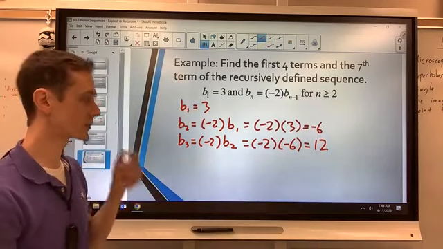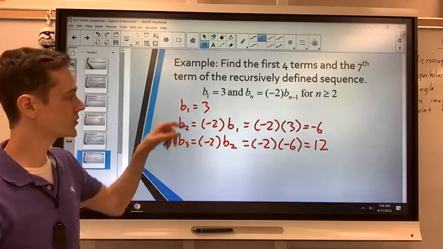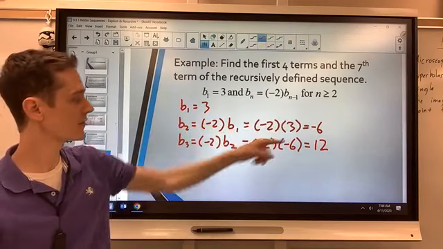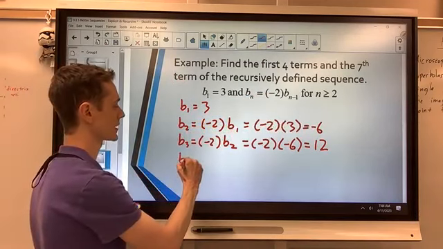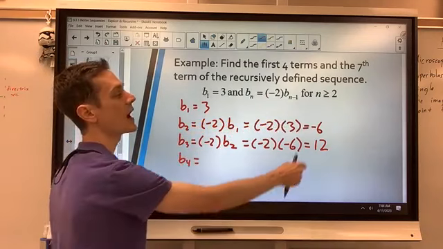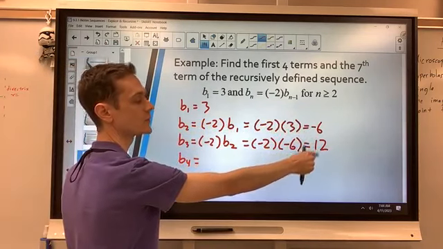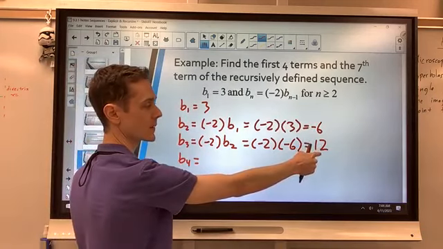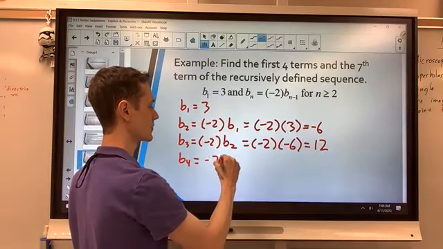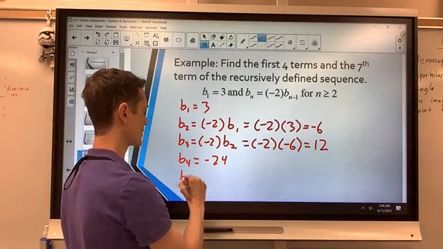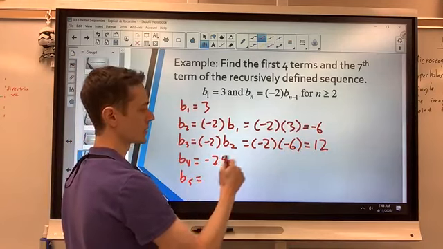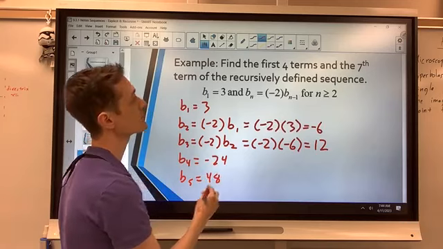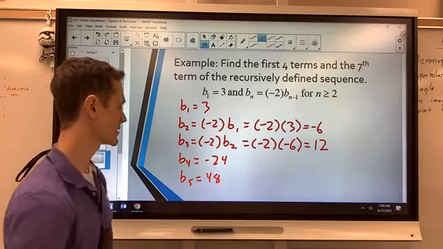So one of the nice things with recursive sequences, once you understand what you're doing operation-wise, you can actually just start to go a little bit faster through this, and you can probably start to recognize, okay, without showing all this work, I know that I'm going to keep multiplying my numbers by negative 2. So for my next number in the pattern, it's going to be negative 2 times my previous number, so it's going to be negative 24. My next number in the pattern is going to be negative 2 times the previous number, so it's going to be positive 48.